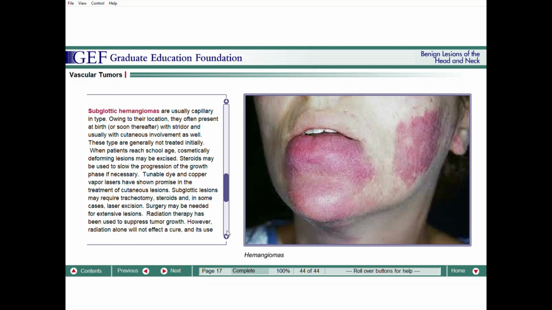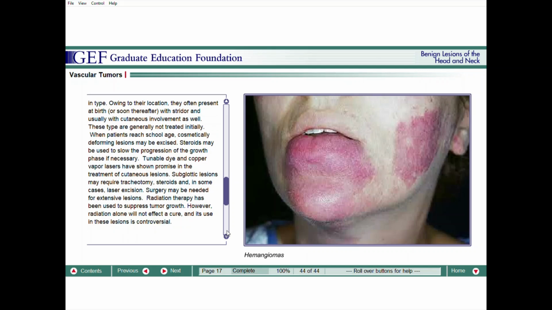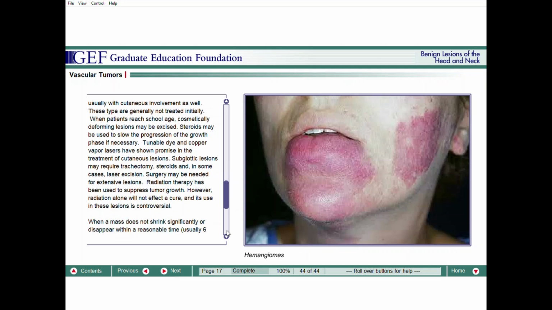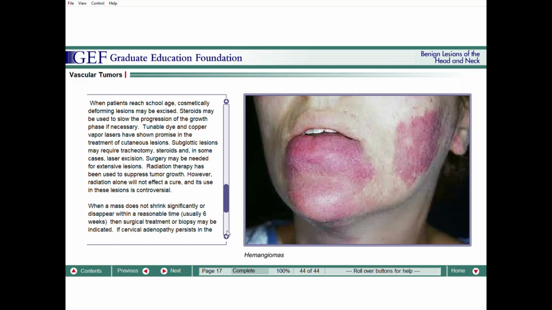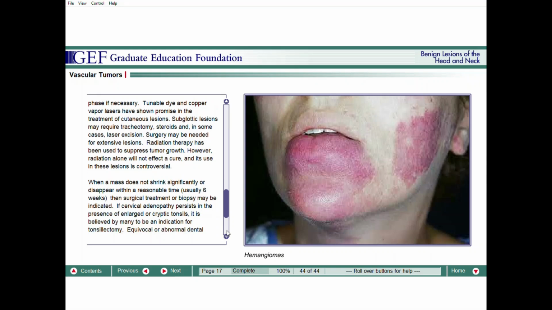Tunable dye and copper vapor lasers have shown promise in the treatment of cutaneous lesions. Subglottic lesions may require tracheotomy, steroids, and in some cases, laser excision. Surgery may be needed for extensive lesions. Radiation therapy has been used to suppress tumor growth. However, radiation alone will not affect a cure, and its use in these lesions is controversial.